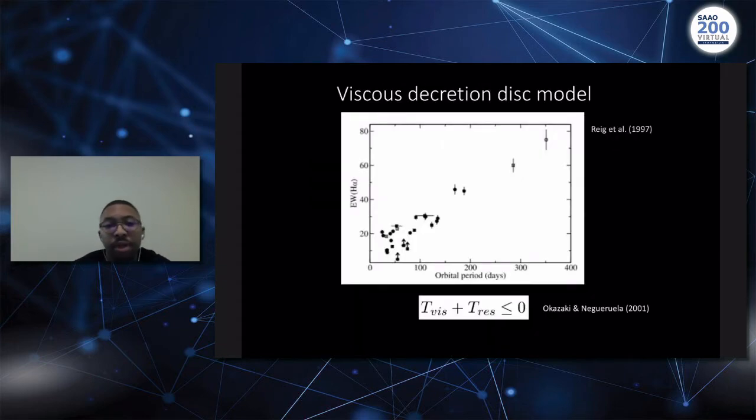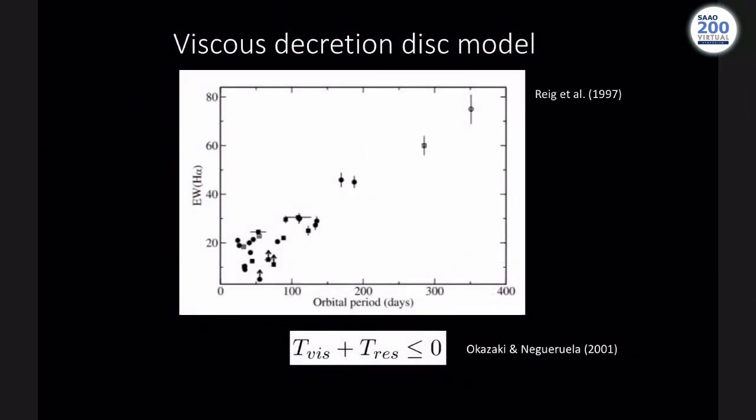So we came up with a qualitative model to explain these observational mysteries for this source in the context of what we call the viscous decretion disk model. Just a quick summary of what this is. This plot shows the equivalent width for different sources. It's the maximum equivalent width ever recorded for several BE X-ray binaries, and on the x-axis are the orbital periods for these sources.